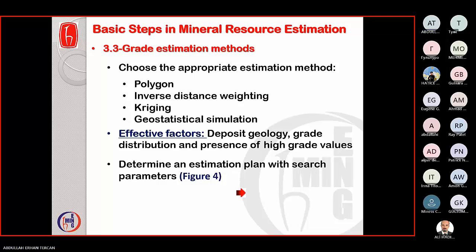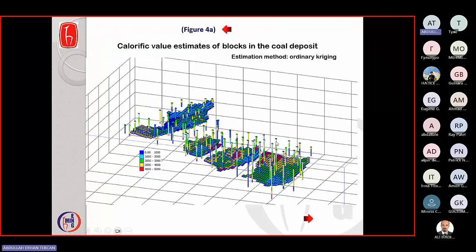And this figure presents calorific value estimates of the blocks in the coal deposit. Estimation method is kriging. Coal quality is the variable, and the coal block at the left-hand side has very low quality, as you can see from the legend given in the figure.